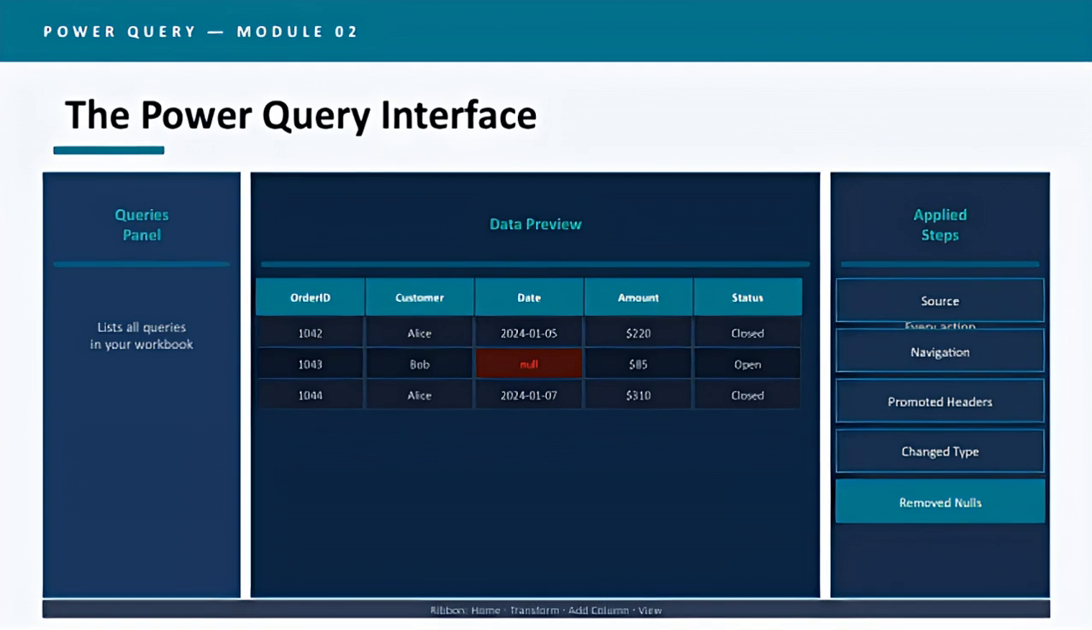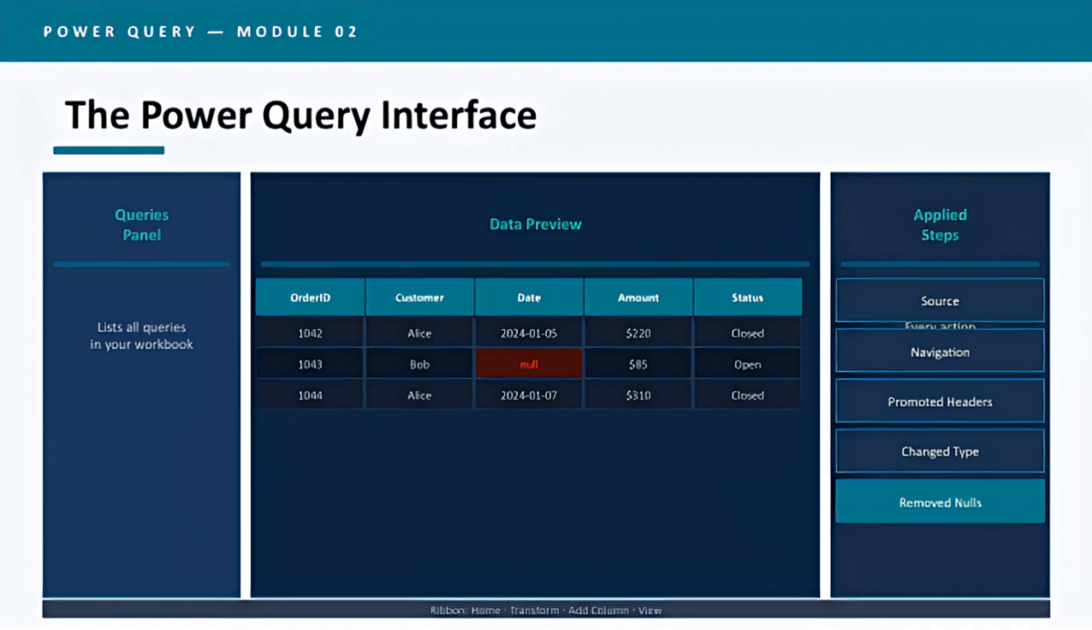Now, moving on to the Power Query interface, this slide highlights some of the key components and actions you'll encounter. At the top, you'll see the ribbon with options like Home, Transform, Add Column, and View. These are your main tools for shaping and analyzing your data. Under the Applied Steps section, you can see the sequence of actions we've taken, like removed nulls, changed type, and promoted headers. Each step builds on the previous one, helping us clean and prepare the data for analysis.